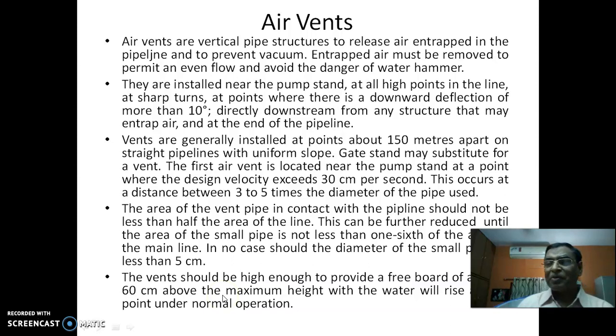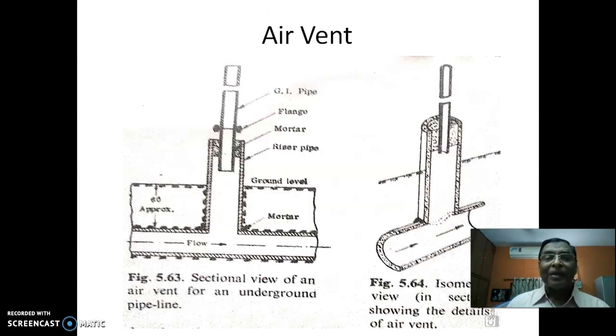Suppose from the underground pipeline the water will rise to some extent. From there onwards you should provide 60 centimeters above that maximum height of the water rise. Okay, these are some of the points. This is how the air vent's sectional view and then isometric view look. This is a very simple one. This is the underground pipeline, and then the vent is arranged here, and of course they are fitted. All those things are self-explanatory.